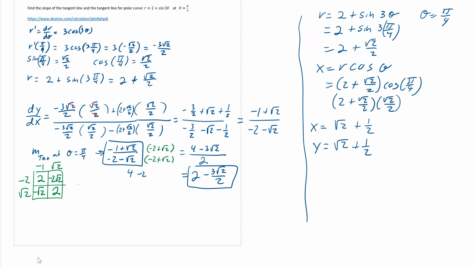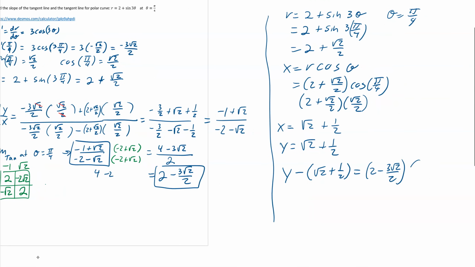All right, and I'm already regretting having this part of the problem. So we have y minus the y coordinate, rad 2 plus 1/2. And then our slope, which is 2 minus 3 rad 2 over 2. And then I'm going to leave the rest for you. I am not going to keep simplifying this. This is good enough for me.